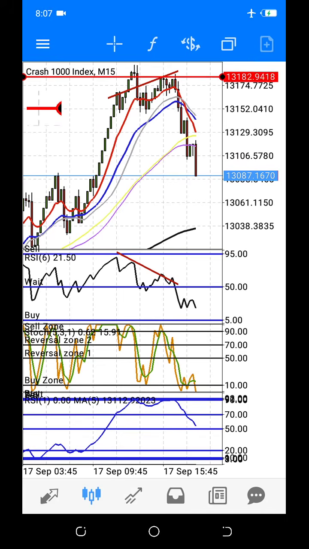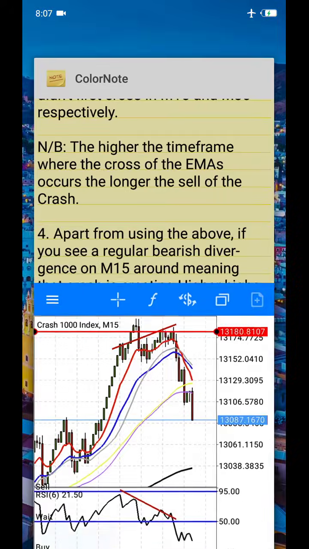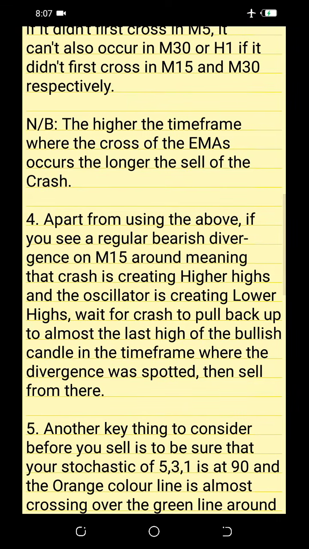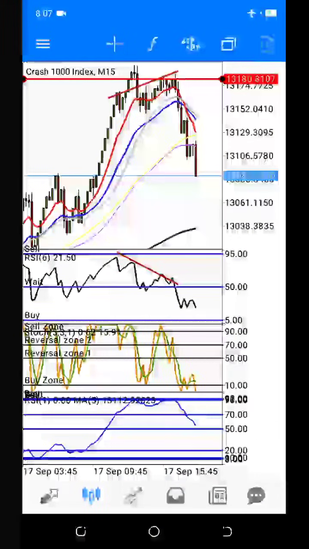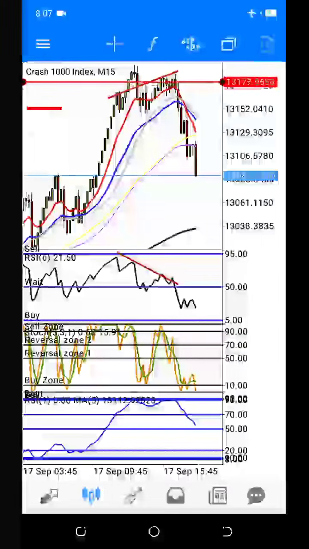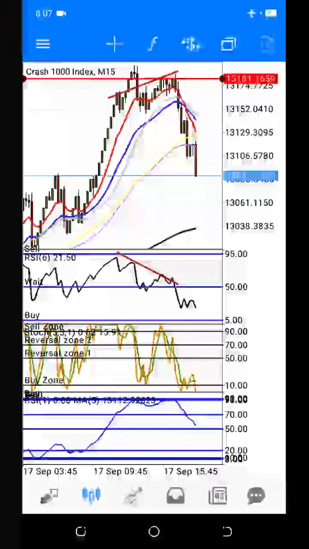You see that last bearish candle? Look at what I said. I said wait for the crash, that is the crash now, to pull back, that is to buy back up to almost the last high of the bullish candle in the time frame where the divergence was spotted. In this case, I would say M15 we spotted it. So the last high of the bullish candle is this candle here. So they said start selling from there.